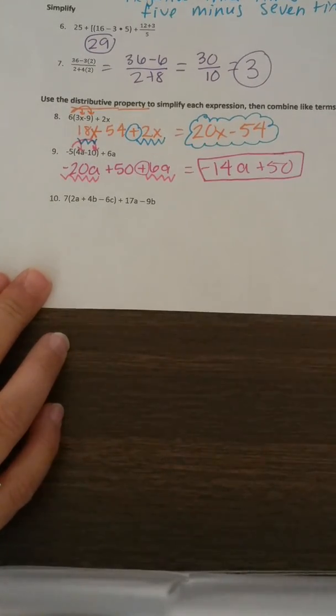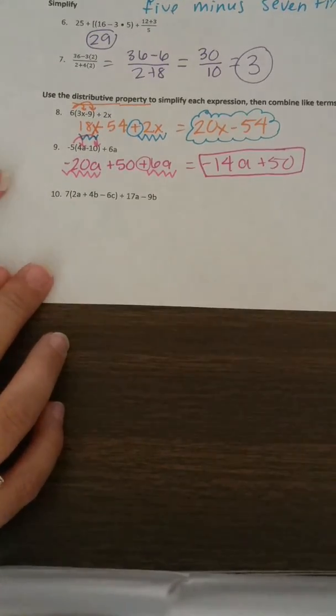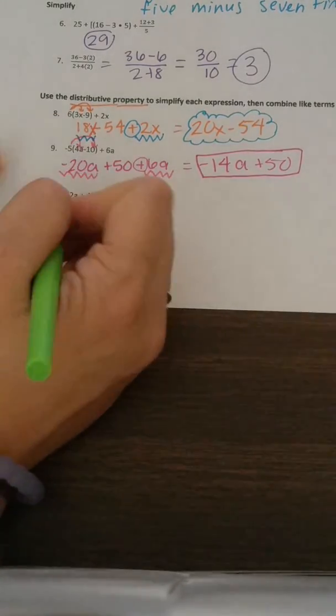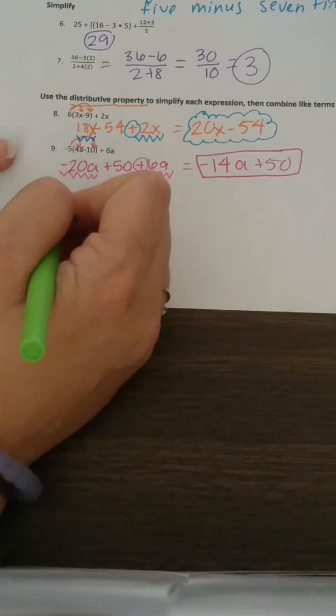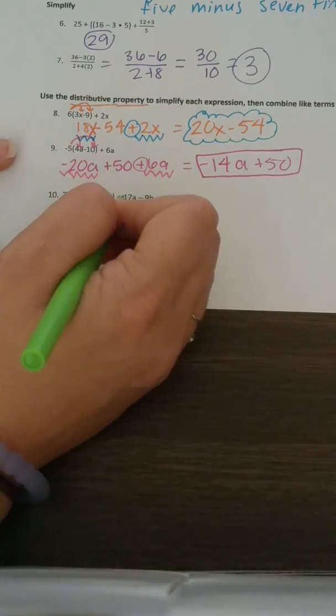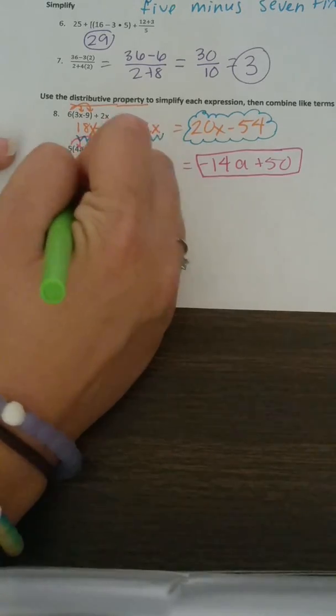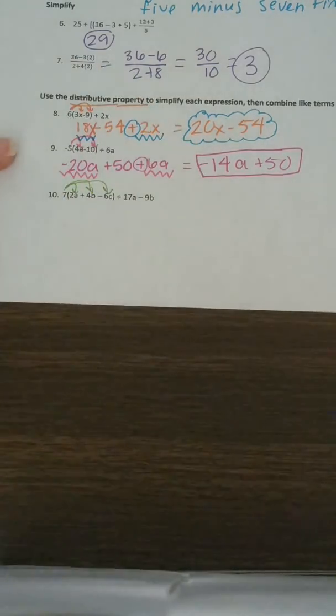I put it on there for a reason, to see if you could do it. It was pretty good. But how many variables do we have now on number 10? We have 3 different variables. All right, so do we distribute the 7 to everything in here? The 7a and 9a, the 17? Everything in the parentheses.